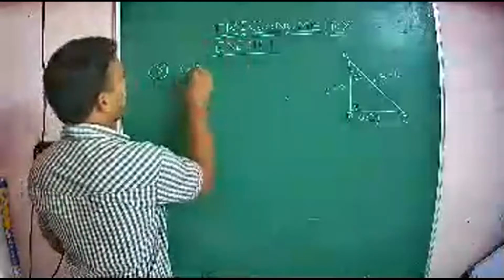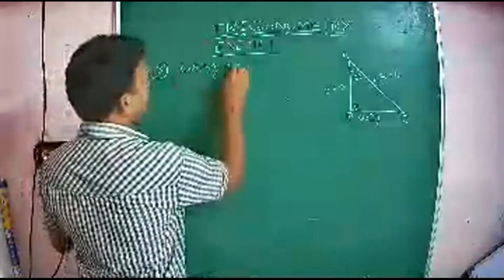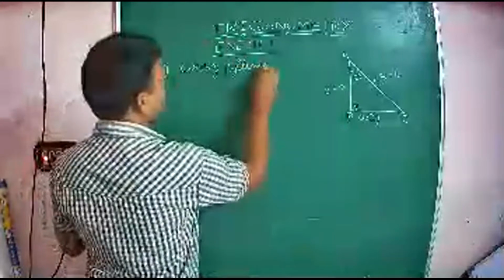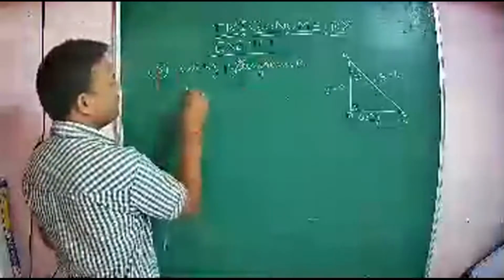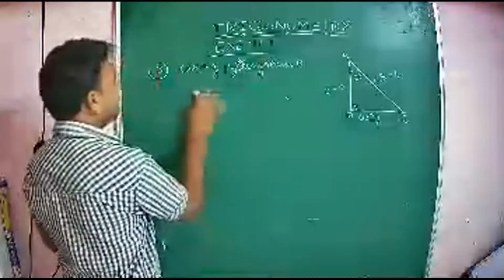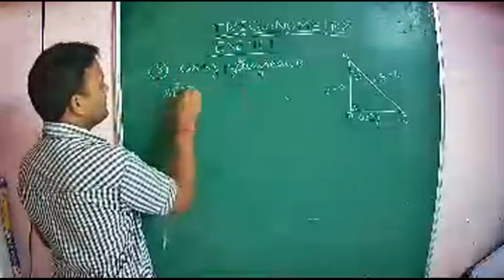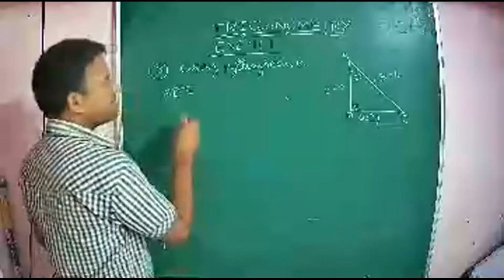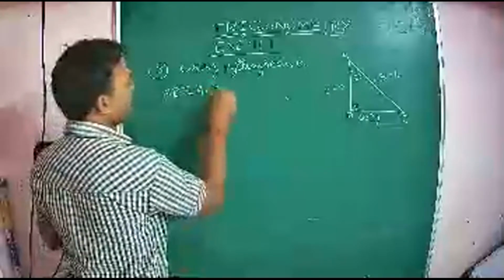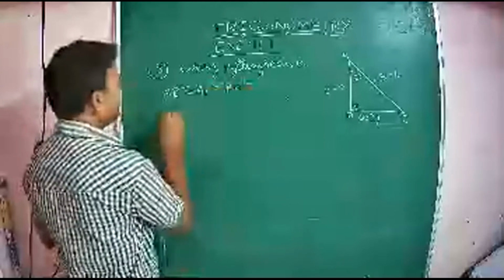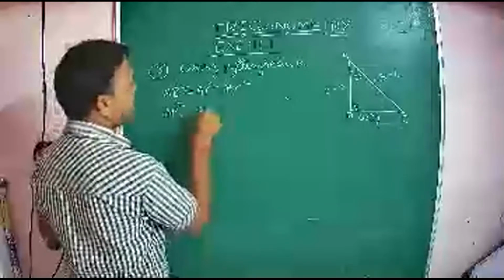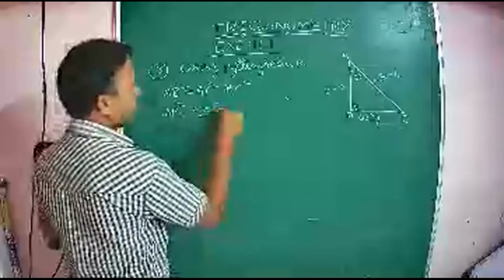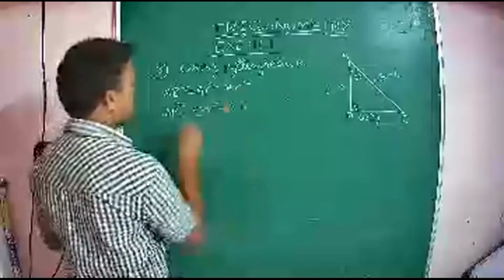Based on that, again using the Pythagorean theorem, I want to find out AB square. So AB square is equal to AC square minus BC square. AB square is equal to 25 square minus 24 square.